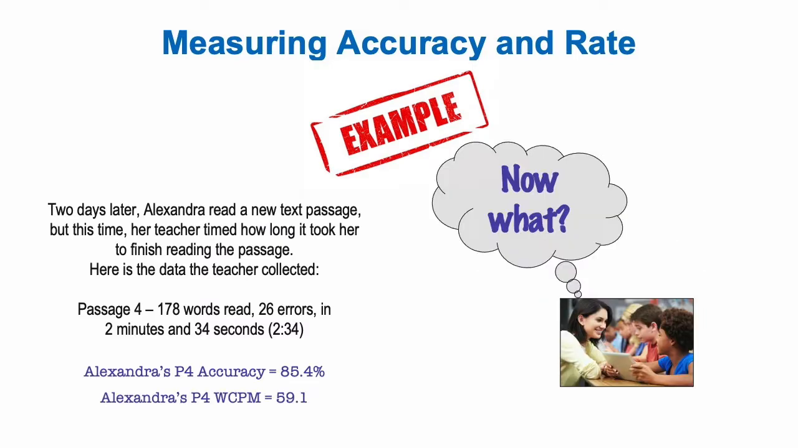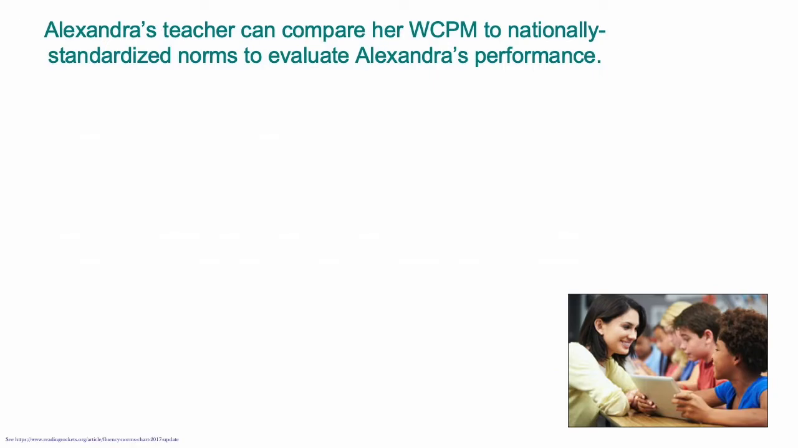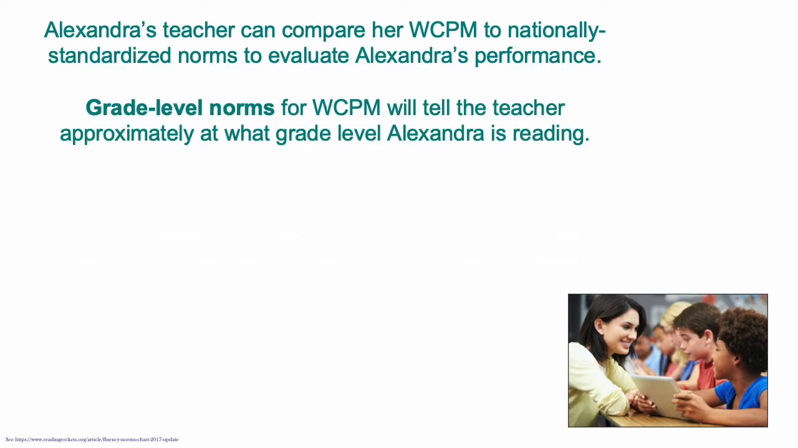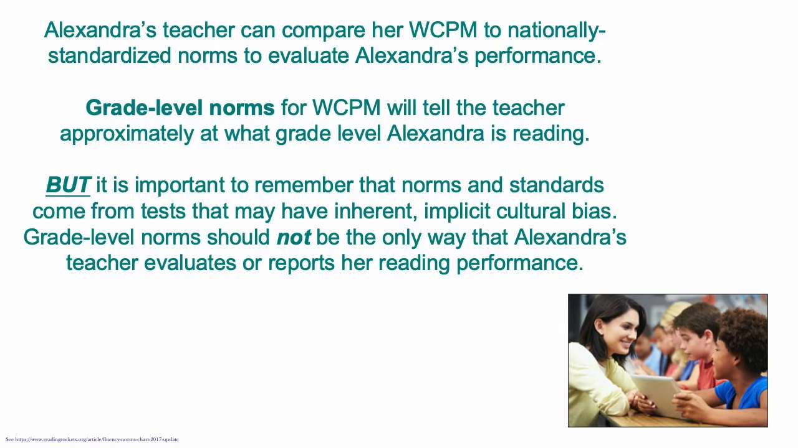Of course, what the teacher does next with this data is very important. So now what? What do these data mean for Alexandra and for her teacher? Even though Alexandra's teacher did not use a nationally standardized assessment, she can still compare Alexandra's data to standardized scoring norms to get a general idea of where Alexandra's performance is. Grade level norms for reading rate in words correct per minute will tell the teacher at approximately what grade level Alexandra is reading. However, it's important to remember that norms and standards come from tests that may have inherent implicit cultural bias. Grade level norms should not be the only way that Alexandra's teacher evaluates or reports her reading performance.